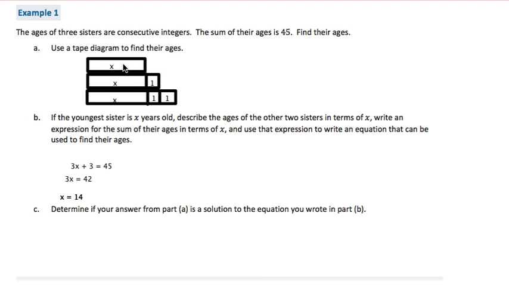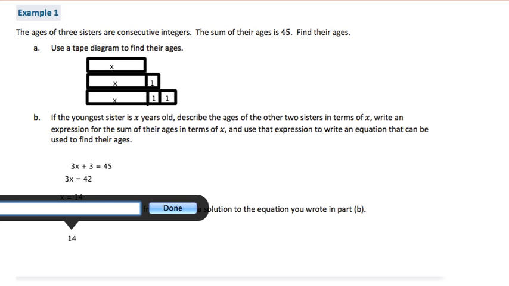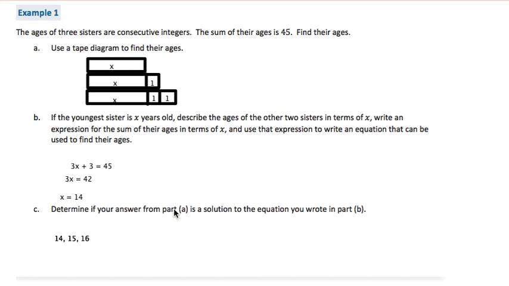So if x is 14, that means the youngest sister is 14, the second sister is 15, and the third sister is 16. 14, 15, and 16. And when we add these 3 numbers together, we should get 45.